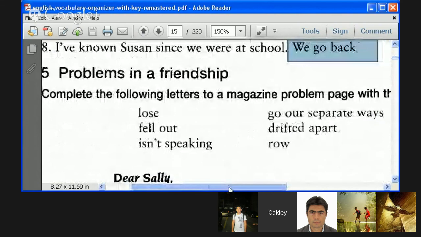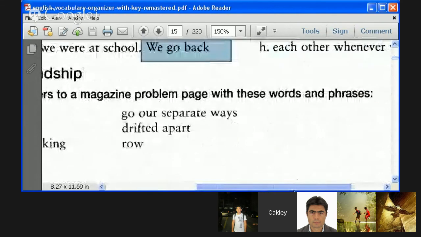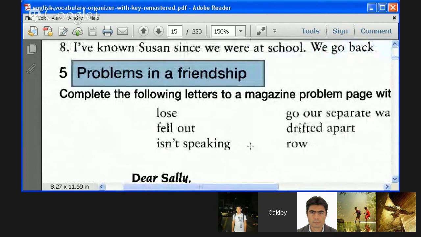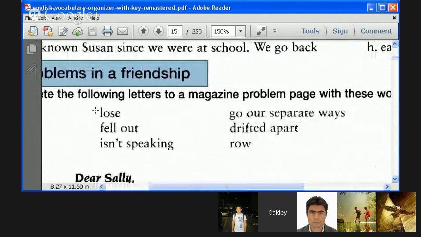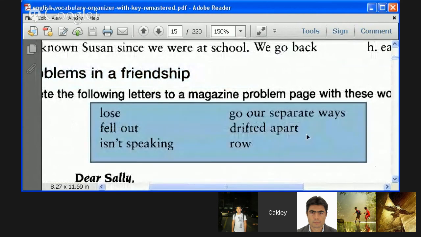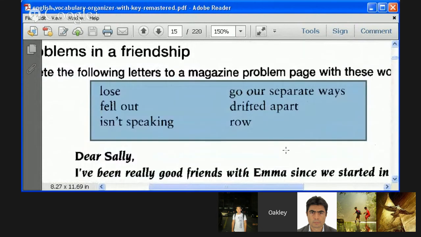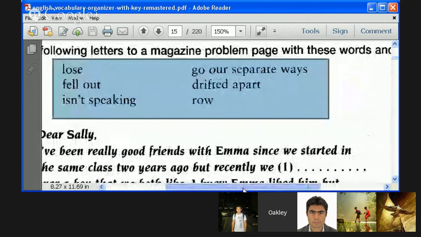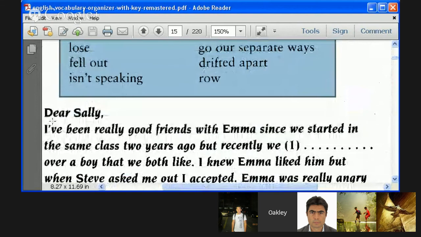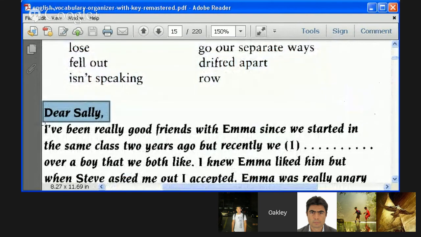All right, now we're going to look at an imaginary letter to a magazine where someone's talking about problems in a friendship. We've got a few words and phrases that talk about problems with friendship to fill in the blanks with. Aaron, you can read the first sentence. Dear Sally, I've been really good friends with Emma since we started in the same class 2 years ago. But recently we drifted apart over a boy that we both like.